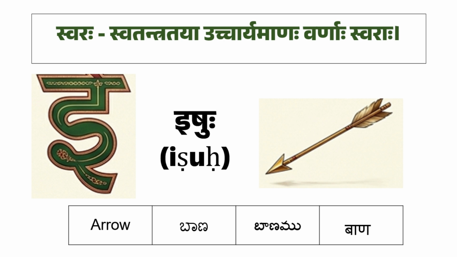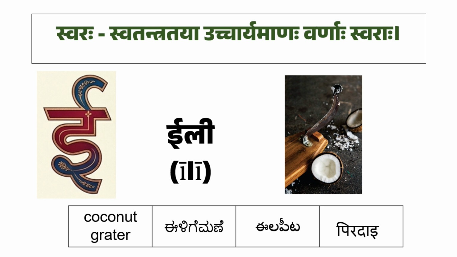Ishuhu, which means in English arrow, in Kannada bana, in Telugu banamu, in Hindi bana. Ili, which means in English coconut grater, in Kannada ilige mane, in Telugu ilapita, in Hindi piradayi.